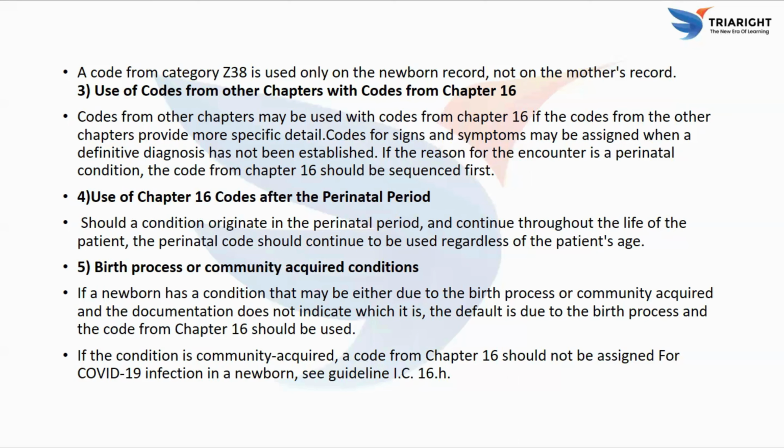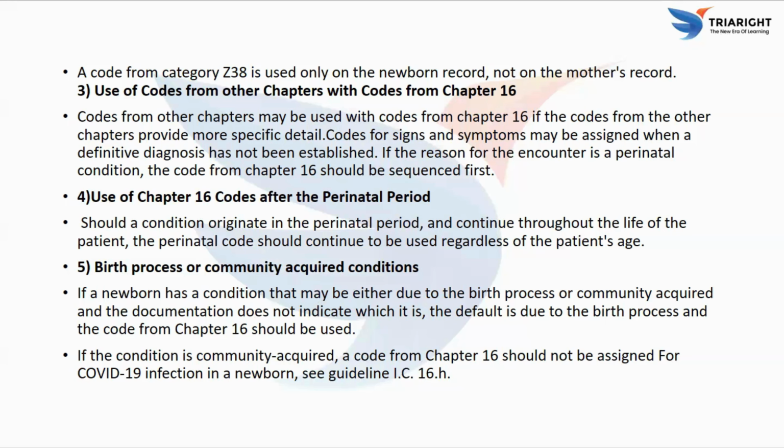So what do you have to code? You can still use P14.3. So as long as the problem started in the perinatal period, chapter 16 codes may be used at any age. So next guideline is about the birth process or community acquired conditions. So some newborn conditions could happen either during the birth process or after birth from the environment or community.